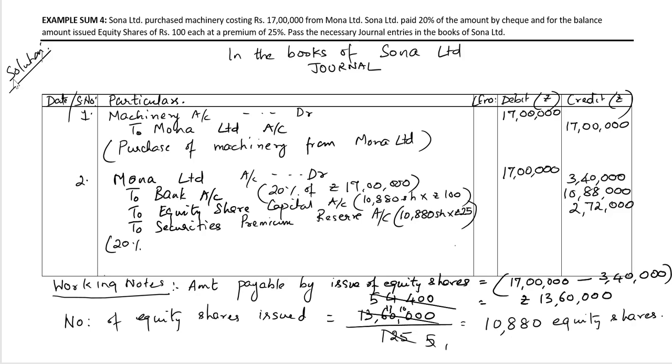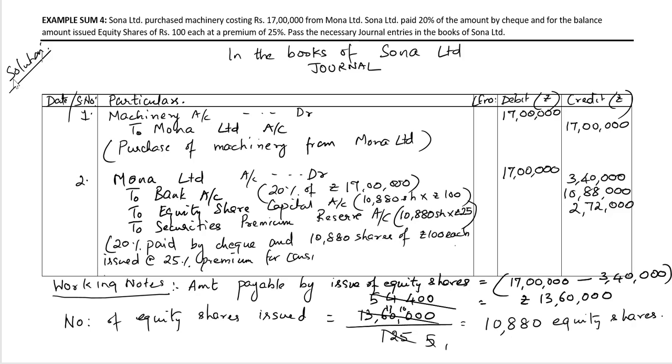Narration: 20% paid by check and 10,880 shares of rupees 100 each issued at 25% premium for consideration other than cash.